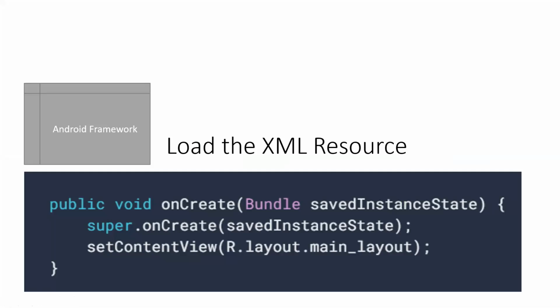Now the thing is, when you're going to compile your application, you need to load the resource from an XML file. How to do that? The Android framework is able to do that. It's the responsibility of the Android framework. So how does it do it?